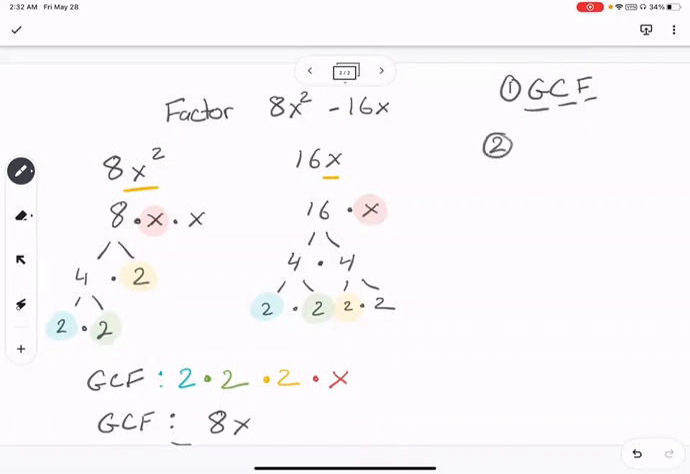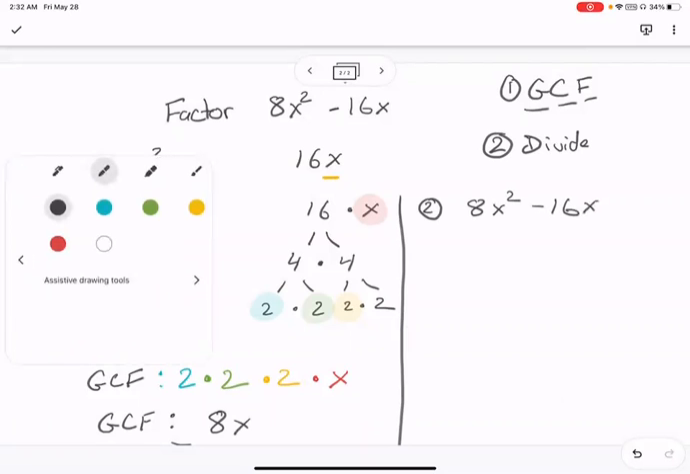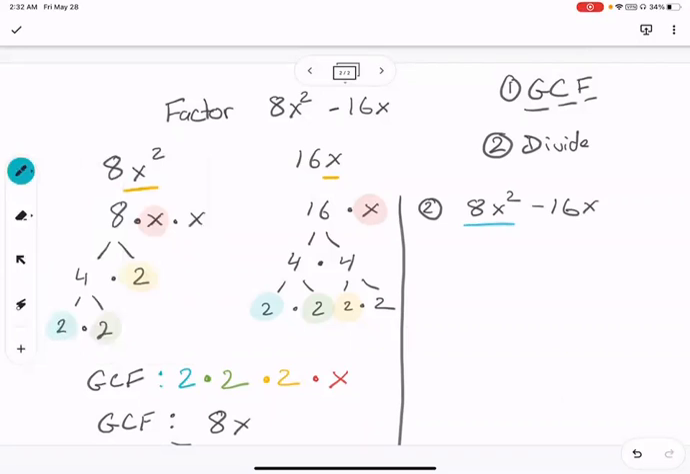So then step 2, you divide the polynomial by the GCF. We'll do this over here. So we have 8x to the second power minus 16x, and we're going to divide both of these by 8x. Now we have negative 16x divided by 8x. Our x's become 1. Negative 16 divided by 8 is negative 2.